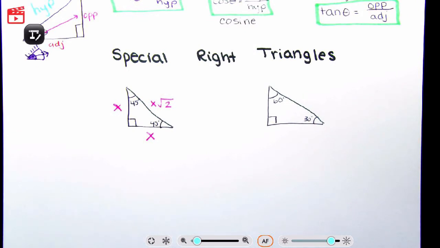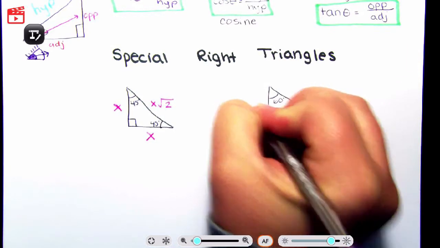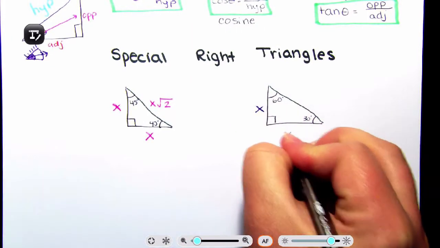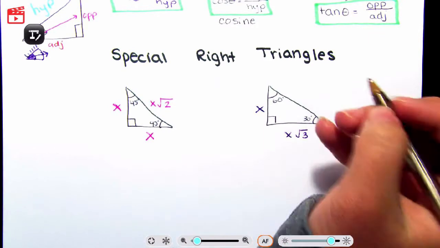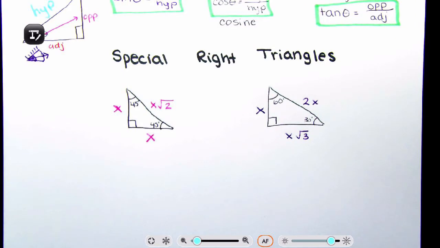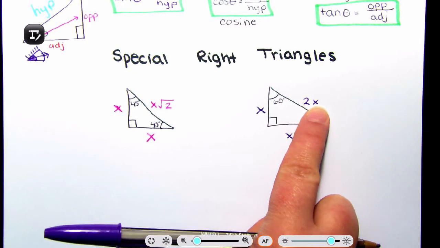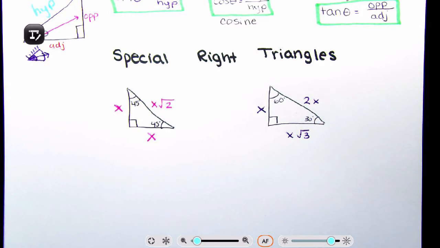Now let's say we don't have that. Let's say we have our 30, 60, 90 triangle. Our pattern is this. X is on the length between 90 and 60. X root 3 is on the length of 90 and 30. And then our hypotenuse is 2 times our x. So if x is 2, we have 2 root 3 as our side length here, and we have 2 times 2, which is 4, as our side length here. Memorize this pattern. It's going to be very helpful.